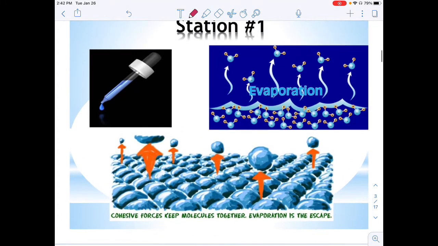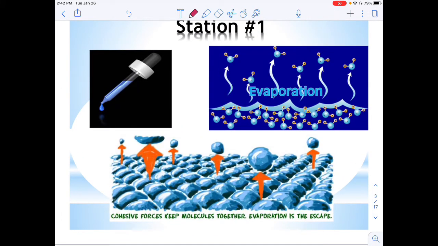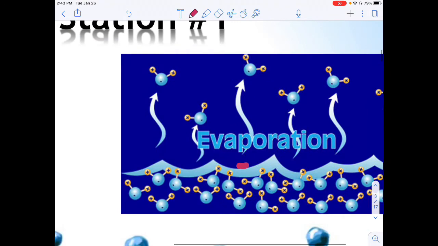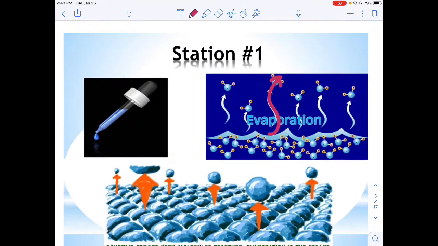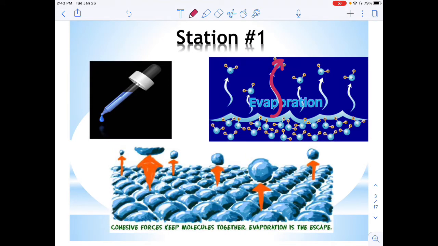Station 1, let's talk about the evaporation. We saw that the cyclohexane evaporated a lot faster. Evaporation is simply these molecules getting enough energy to rip off. Well, if they're very strong, like very strong magnets holding on, they're not going to want to leave. Water's very strong, they hold on to each other. Cyclohexane's very weak, they rip off very easily.